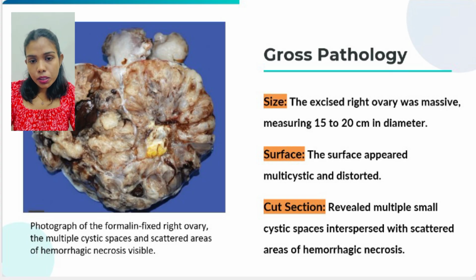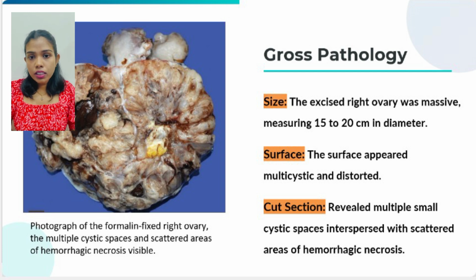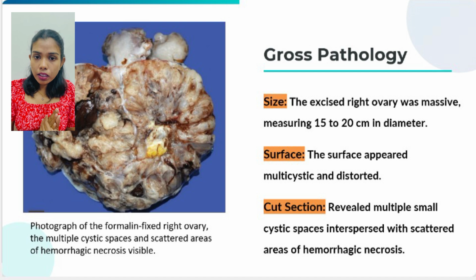Once the ovary was removed, the gross findings were very striking. The size of the ovary was around 15 to 20 centimeters, which is much larger than normal, and its surface looked multicystic. When cut open, there were a lot of cysts and areas of hemorrhage and necrosis visible, and all these findings strongly point toward an ovarian tumor.